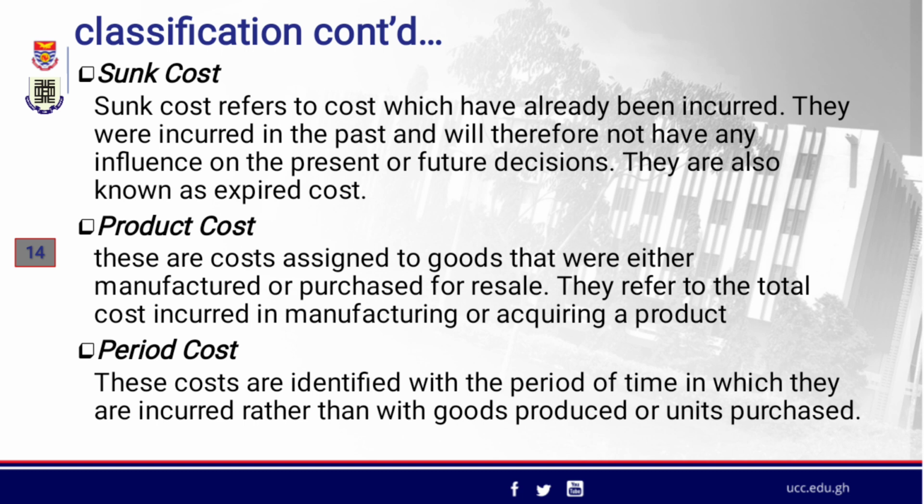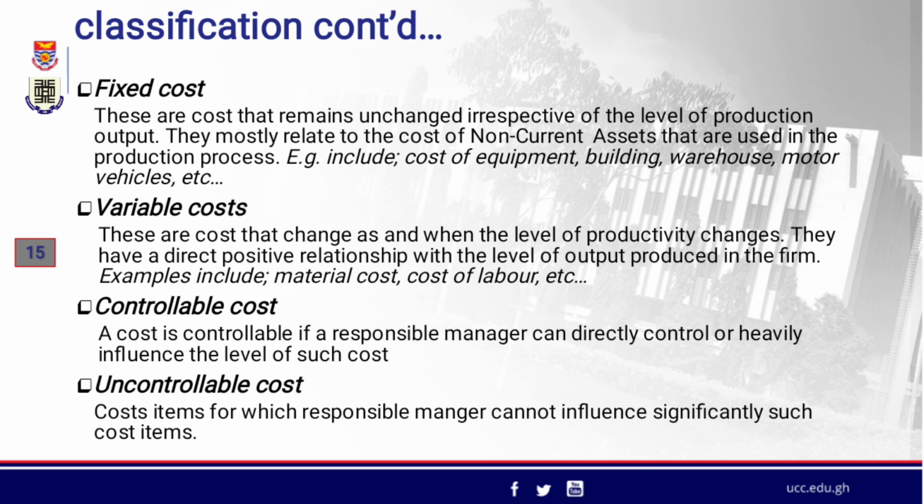We also have product costs. These are costs associated to the goods that were either manufactured or purchased for resale. They refer to the total cost incurred in manufacturing or acquiring a product. And we have period costs. These are costs that are identified with a period of time in which they are incurred, rather than with goods produced or units purchased.